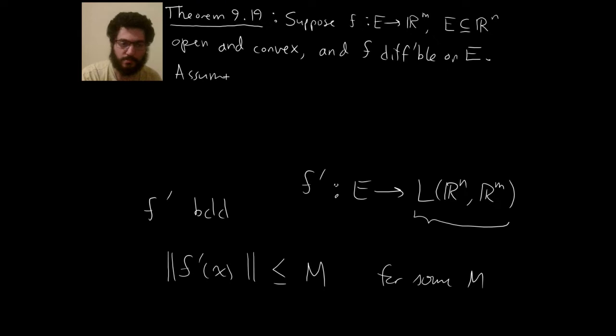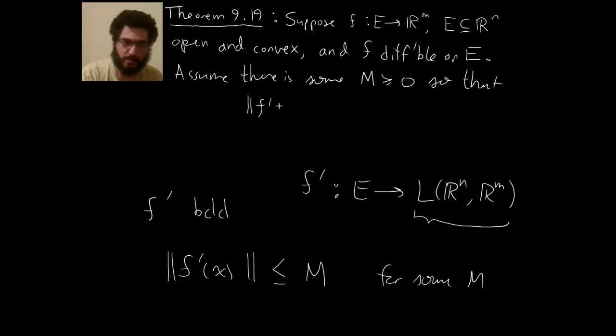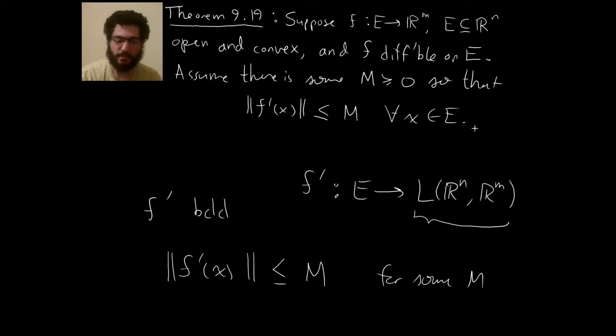Assume there's some m, I guess it'll have to be greater than or equal to 0, so that if I take the norm of this linear map, then that's less than or equal to m for all x in E.